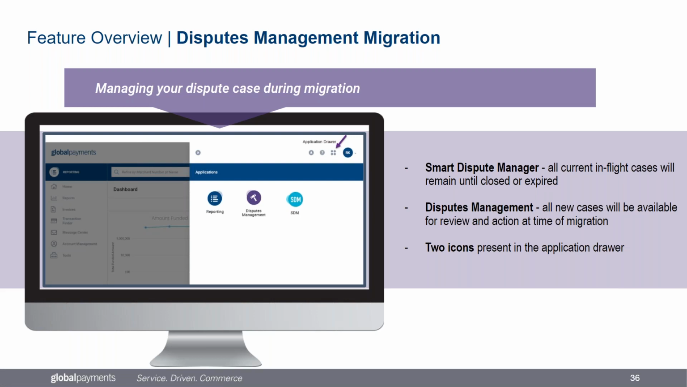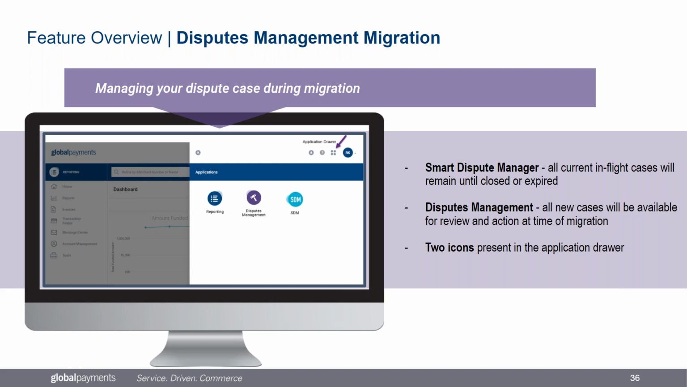So, dispute management migration. Let me take a minute or two to talk about this. We talked about this earlier in the presentation. You're going to see two icons. You're going to see all your current in-flight cases until they are closed or expired in Smart Dispute Manager, which is SDM, and then all new cases will be sent to the dispute management application. All new cases will be available at the time of your migration in the new tool.